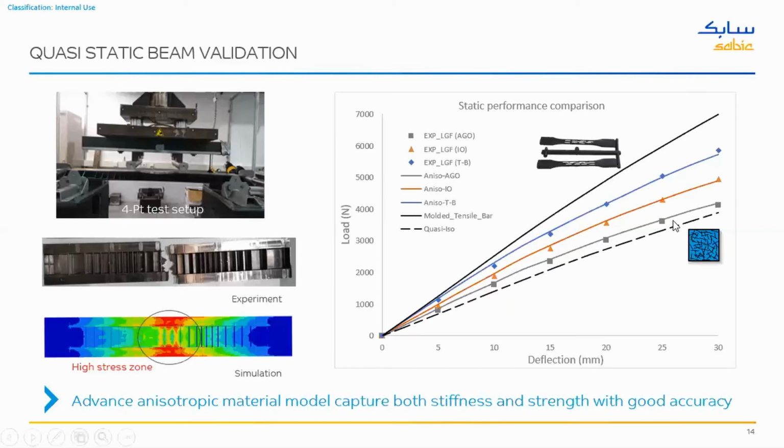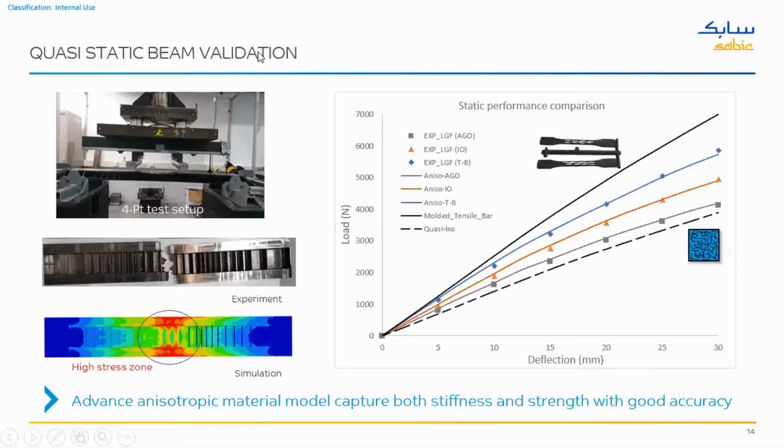With these studies, what we have also seen is that the advanced material modeling approach captures both the stiffness and strength with a very good accuracy. The image on the right hand side shows the failed real part, while here it shows the high stress zone in the region, and the area matches very well, which also indicates that the failure behavior will be captured with good accuracy with such a modeling approach.